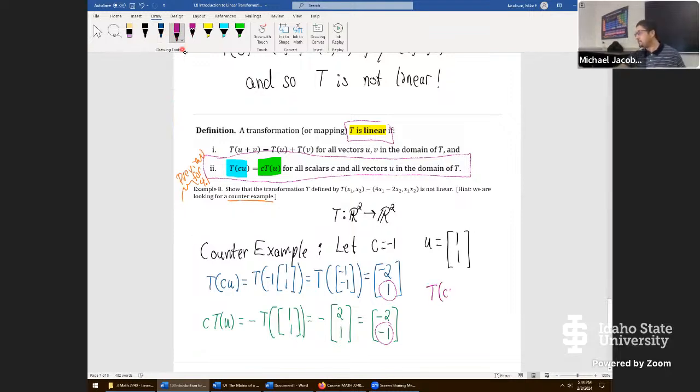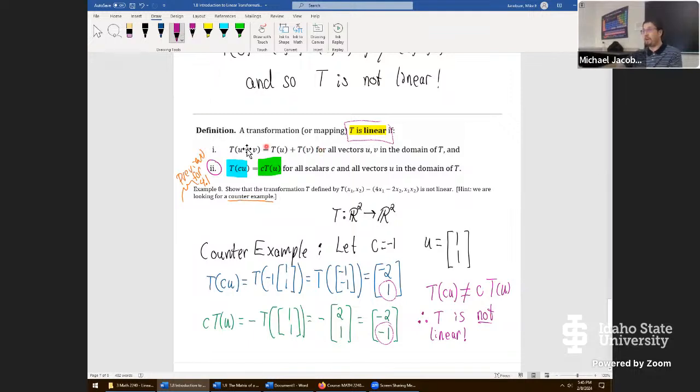T of c times u is not the same as c times T of u. We exhibited a difference in the second component, and this means, let's write, therefore, T is not linear. That deserves an exclamation mark because note, all we looked at was part two. If you show one part fails, that's all you ever have to do.